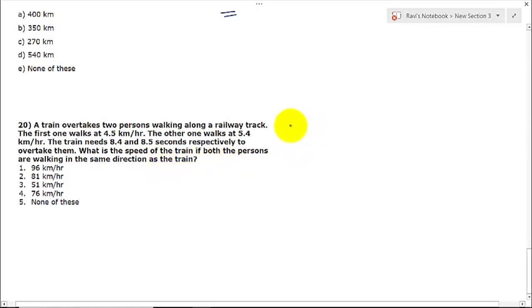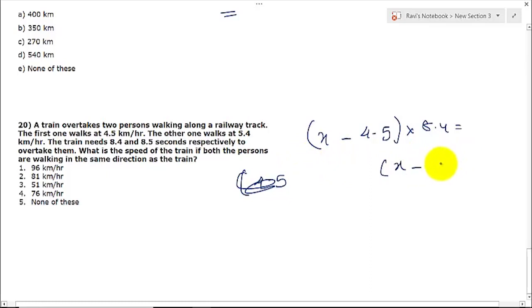If you take the one thing in common, what is common in both cases? That the length of the train is common. So no need to write the length. So length is common. What will we equate? Speed into time. So speed of first is 4.5, and let us assume the speed of the train is x, walking in the same direction, so x minus 4.5. Time is how much? 8.4. And in the second case it is also x minus 5.4, and time how much it is taking?